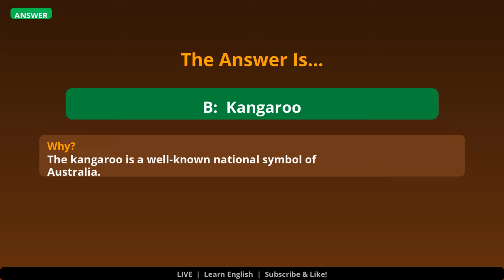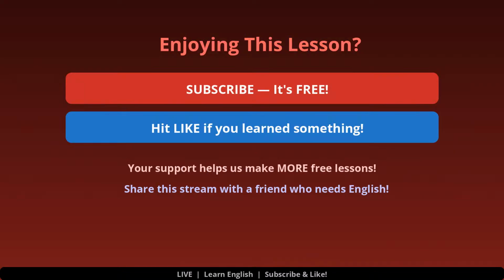And the correct answer is option B, kangaroo. The kangaroo is a well-known national symbol of Australia. Great job if you got it right. Let's continue learning.